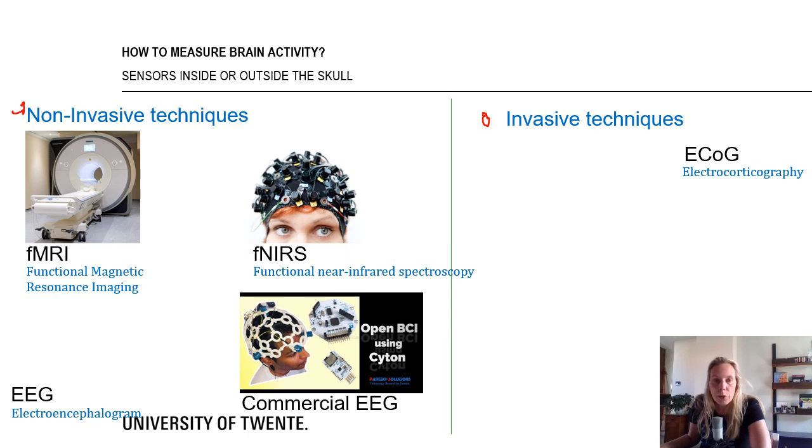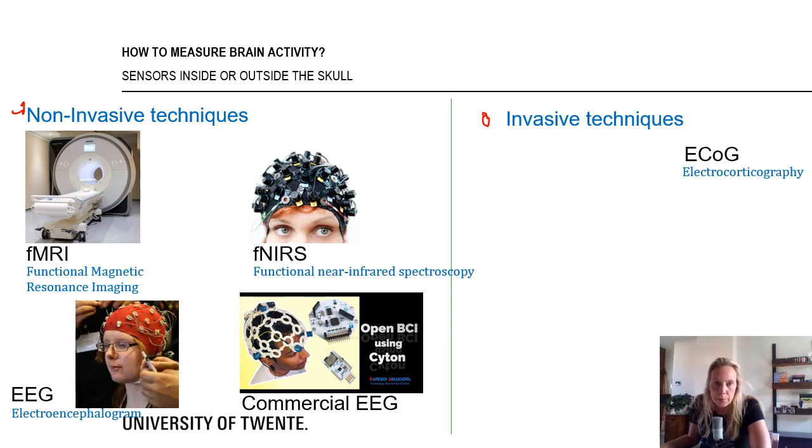A very commonly used neuroimaging technique is the EEG, or the electroencephalogram, where we place this electrode cap on your head with sensors in the cap, and then we can measure the electrical activity from your brain. Lately, there are also devices being made, commercial EEG headsets that you can place on the head quite easily. So this is the medical version or the clinical version, and this is the commercial version that is a bit cheaper but also less precise.